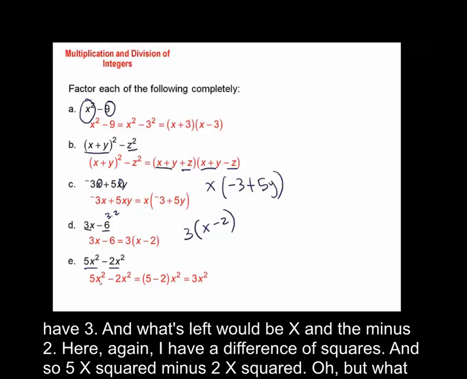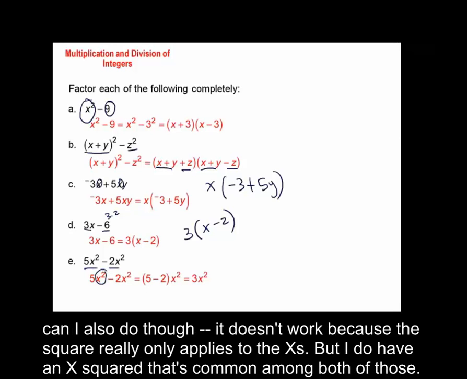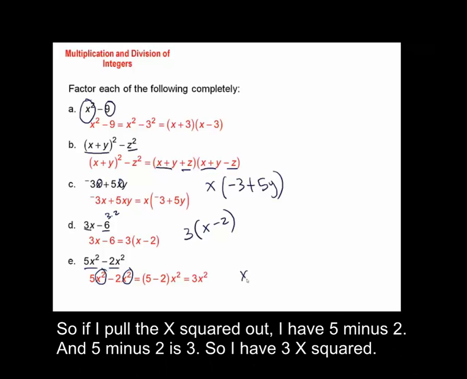Here I have a difference of squares, 5x squared minus 2x squared. But what can I also do, though, is it doesn't work because the square really only applies to the x's. But I do have an x squared that's common among both of those. So if I pull the x squared out, I have 5 minus 2. And 5 minus 2 is 3. So then I have 3x squared.